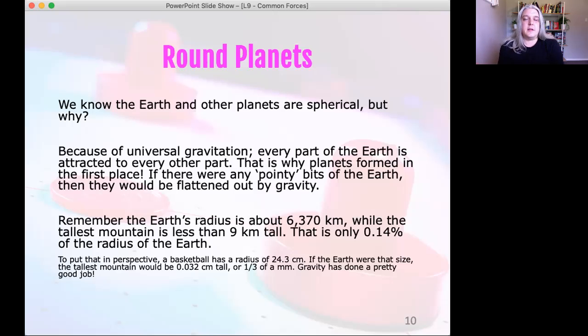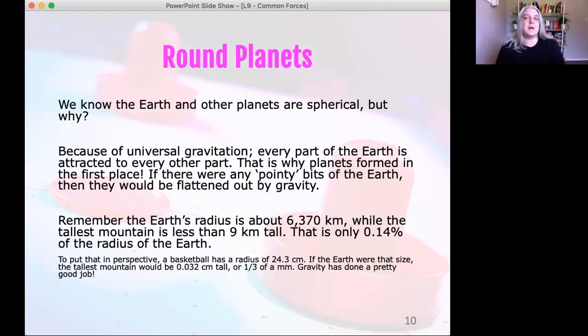A common question then is, why do we have mountains? Why is there height differential as you travel around the world if it's trying to be a perfect sphere? The answer is that there's not really much of a height differential. The Earth's radius is about 6,370 kilometers. That's just the radius. So from the center of the Earth up to the surface, about where you are, is around about 6,370 kilometers. The tallest mountain on Earth is less than 9 kilometers tall.